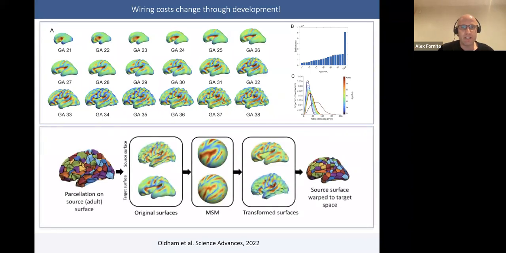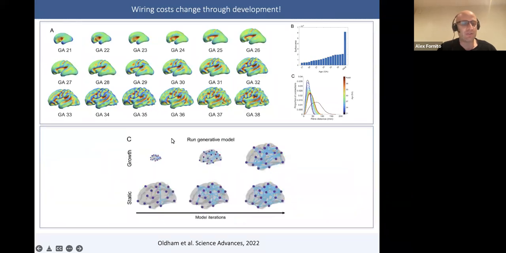So Stuart developed a way of mapping a consistent parcellation through developmental time. We define our brain regions according to a parcellation on the adult, and then we use surface-based registration to map across onto all of these different surfaces. And this allows us to estimate how wiring costs change through early development. And then we developed two different variants of these trade-off models. We had our static model as per usual, and then a growth model where as we form connections in the model, the wiring costs are continually updated according to these developmentally specified changes in wiring costs.